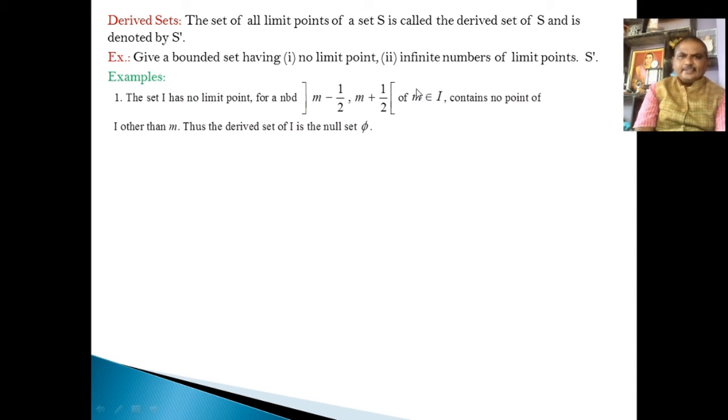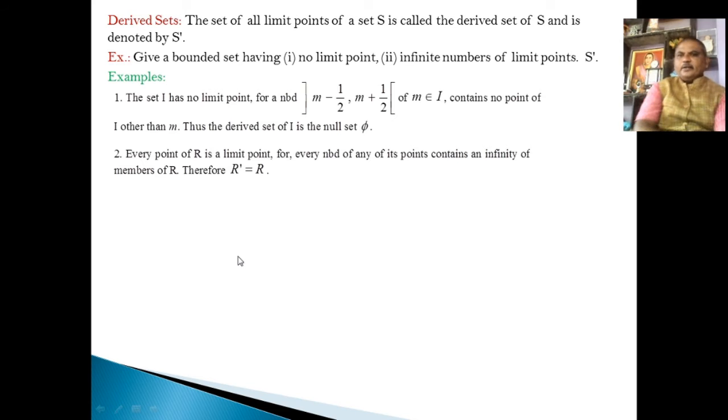Here m is an arbitrary integer in the set I. The open interval (m minus 1/2, m plus 1/2) contains no point of I other than m. Therefore the derived set of I is the null set phi. There is no limit point of this set I.